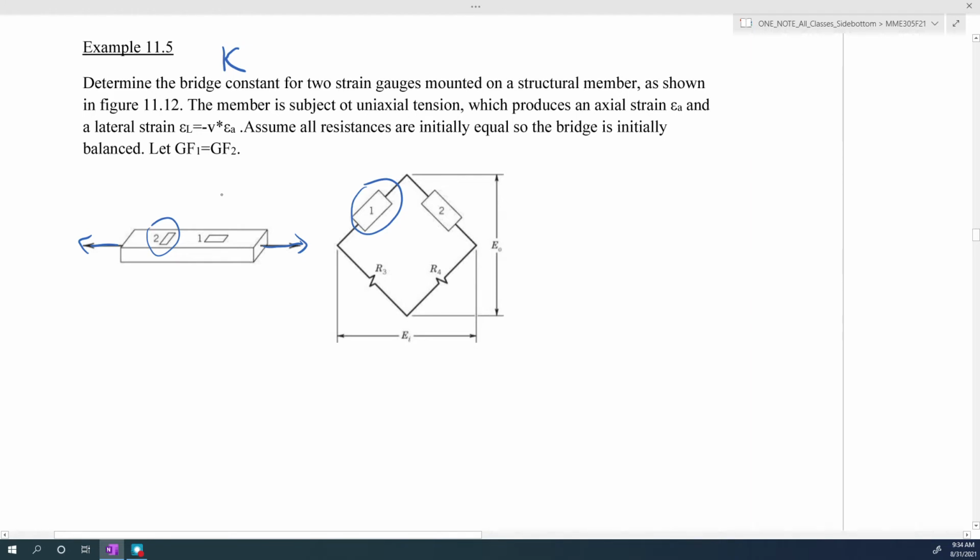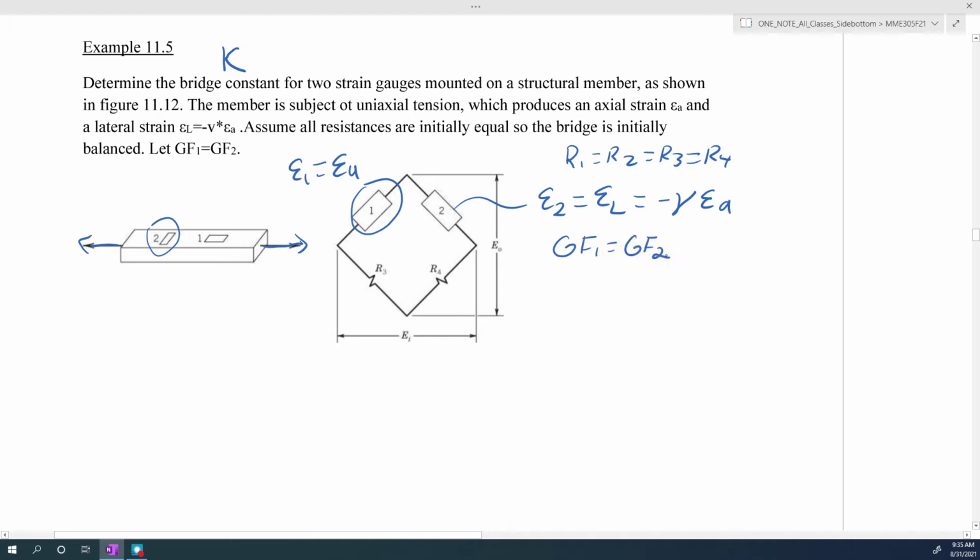The strain experienced by strain gauge 1, we define as being equal to our axial strain. Strain gauge 2 is going to be equal to the lateral strain, which we can relate using the Poisson's ratio and the original axial strain. If we assume that all the resistances are equal, so R1 is equal to R2 is equal to R3 is equal to R4, and that the gauge factors for both strain gauges are equal, we want to determine the value for kappa.